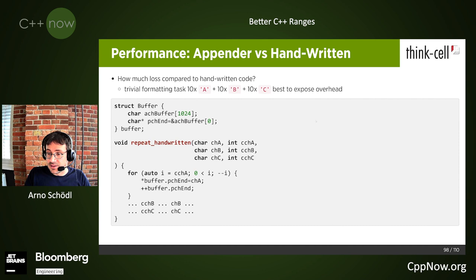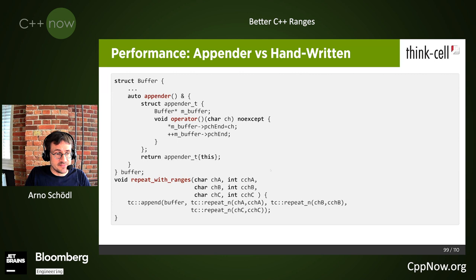You cannot write bits to files. You can only write bytes to files. So the formatter here is formatting 10 times some individual character. And that's essentially what this is, the repeat n that we previously had. And we're going to write it first as a handwritten loop that fills the buffer. And then that's our straw man.